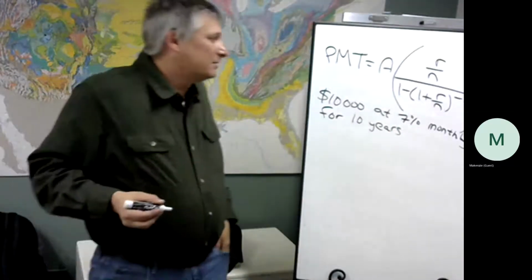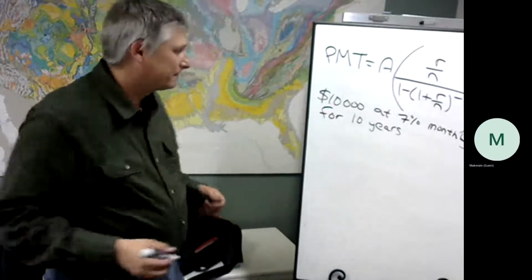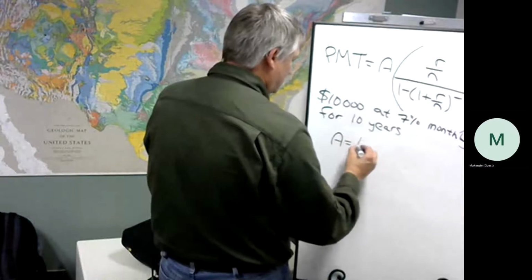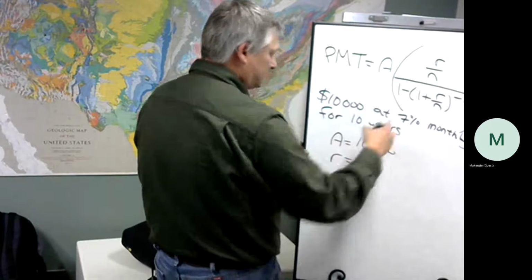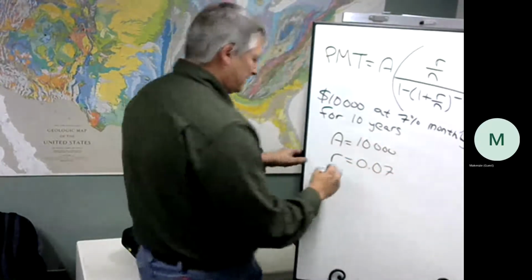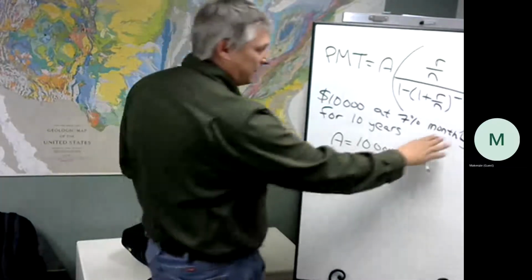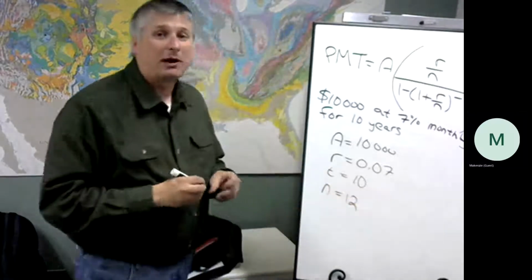So what I recommend is this. Find R over N, and then find NT. So A is how much we borrowed, 10,000. R is this divided by 100, or 0.07. T is going to be 10 years. And then N, this is monthly. So N equals 12.